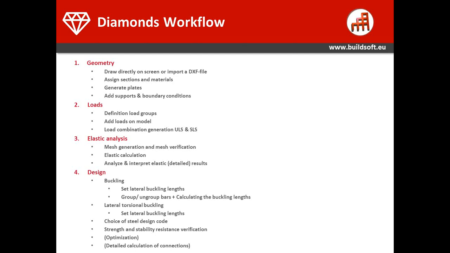In the next step, we will define the load groups, self-weight, dead loads, and we will also define the load values, for example, 3 kilonewtons per square meter, and we also make the load combinations. So for Eurocode, that's ultimate limit state and serviceability limit state.